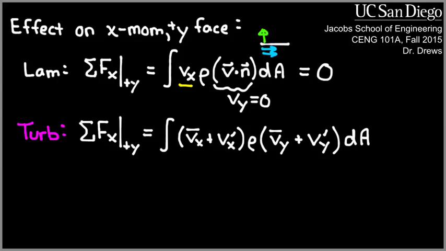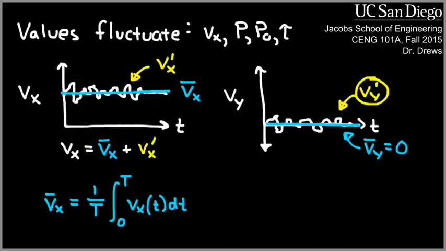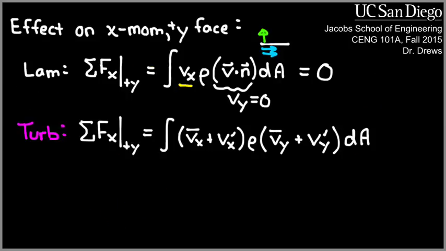Now remember, in the bulk flow that I showed back here, v sub y bar will still be 0. The time average velocity in the y direction is 0. But v sub y prime is not 0. That's a fluctuating non-zero value. So I can cross out v sub y bar, but I'm still stuck with these other terms. I've got a vx bar, vx prime, and a vy prime.